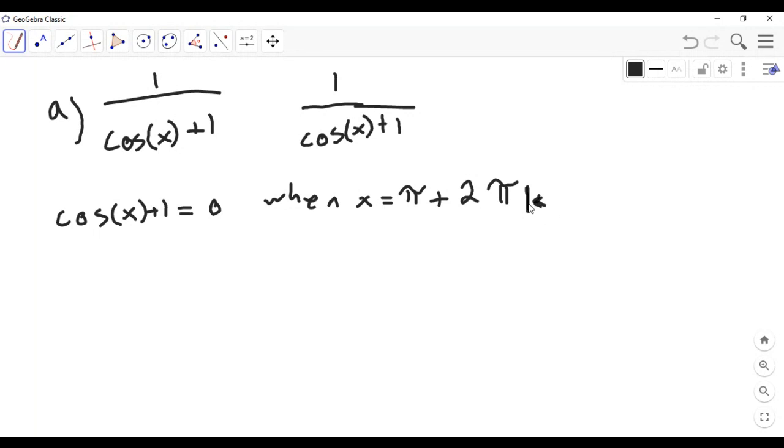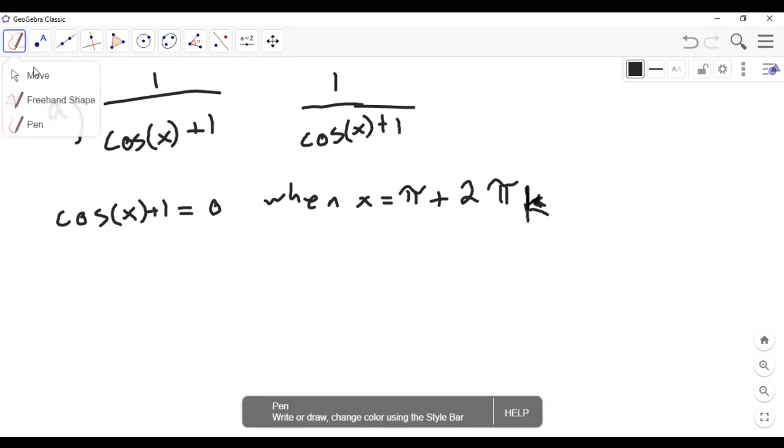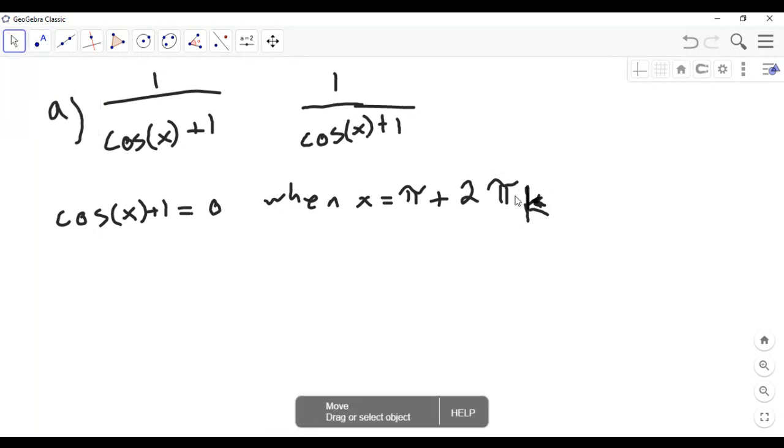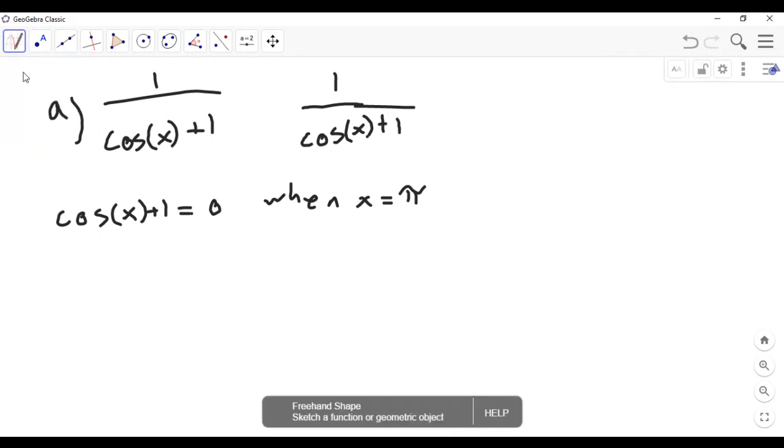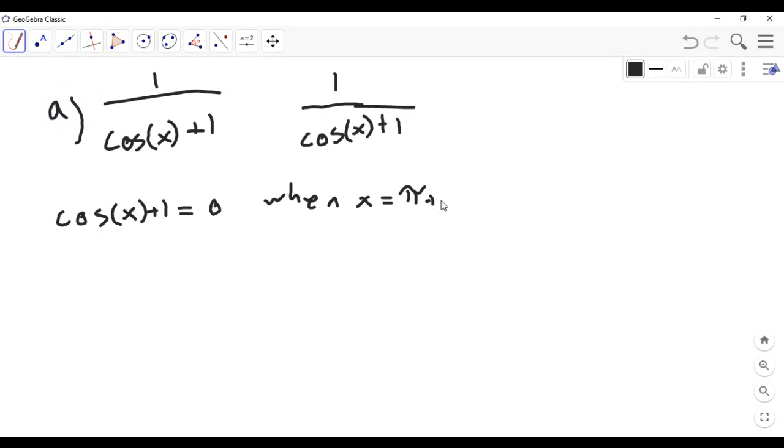So to represent that, we're just going to say where x is equal to pi plus 2 times some constant k. Goodness, I cannot write a k. So when x is equal to pi plus pi k.